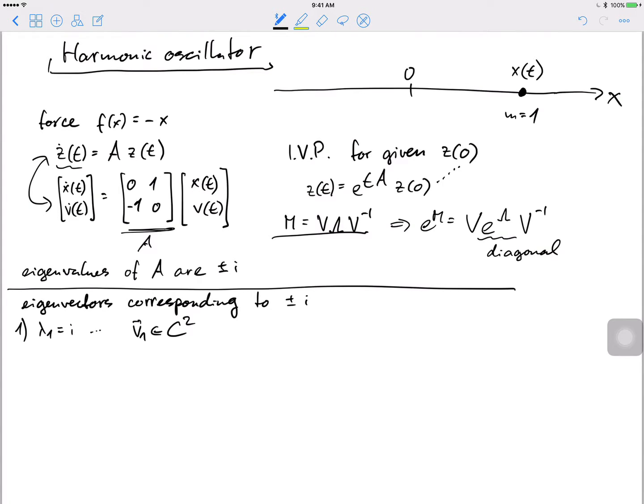And that vector has to have the property that A v1 equals I v1. Okay? So that means what we do A minus I identity, right? And we would like to find a v1, which is in the null space of that matrix, a complex vector.